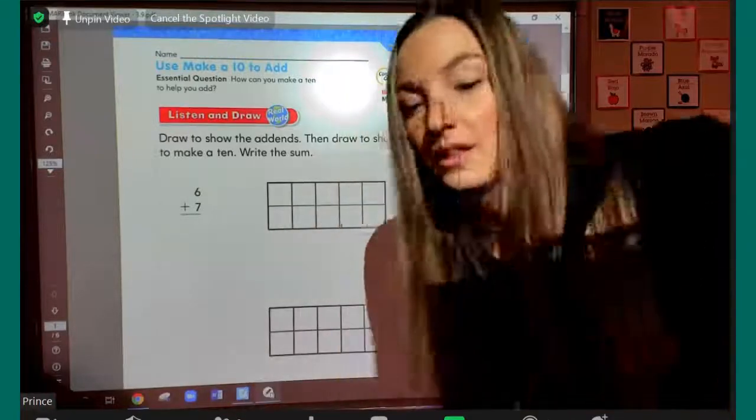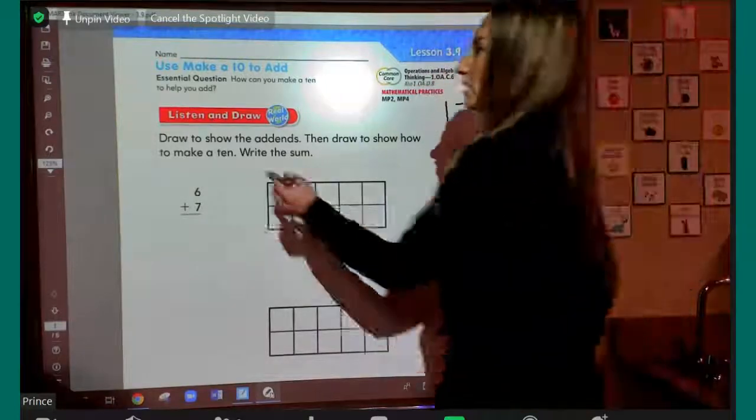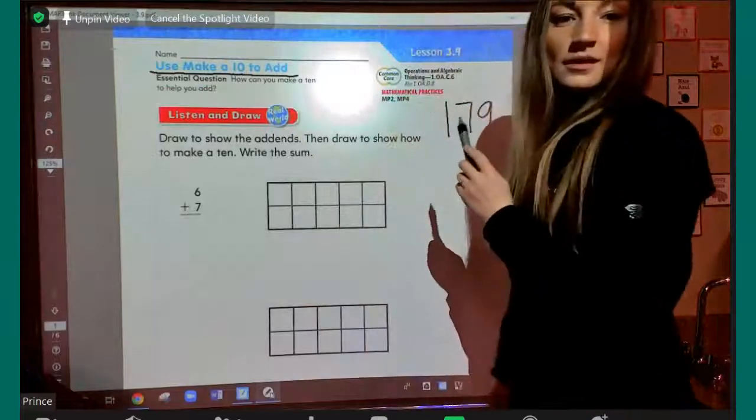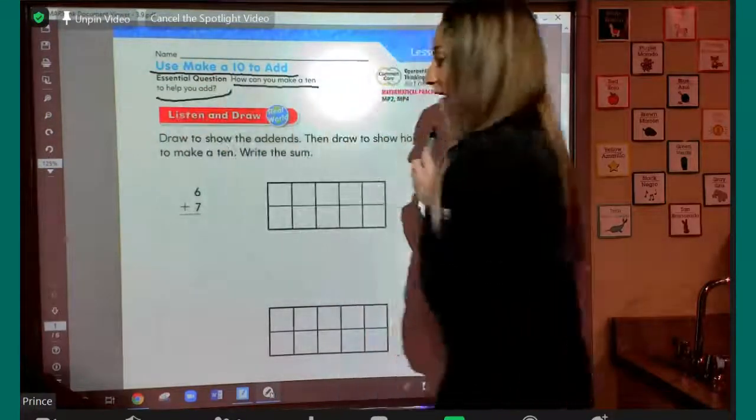That is lesson 3.9. And this one we're going to talk about using make a 10 to add. Our question is, how can you make a 10 to help you add?